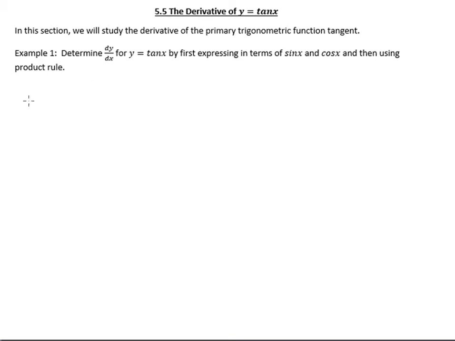5.5 covers the derivative of y equals tan x. So what we're going to do in example 1 is find the derivative of y equals tan x, but we're going to find the derivative the long way. We're going to find it by subbing in sine x over cos x for that tan x. So if you ever forget how to derive tan x, like on a test or on an exam, you can always do this at the side of your paper.